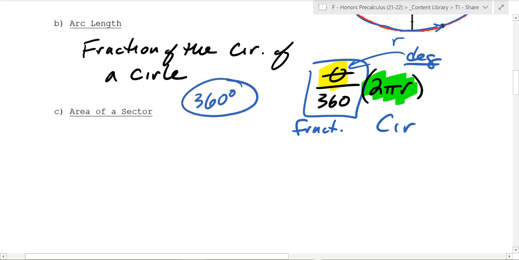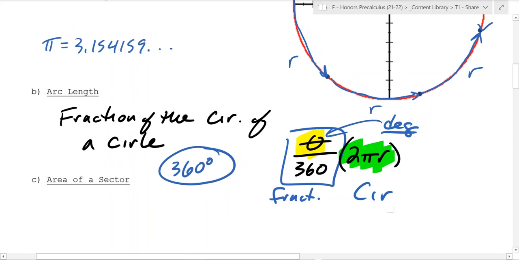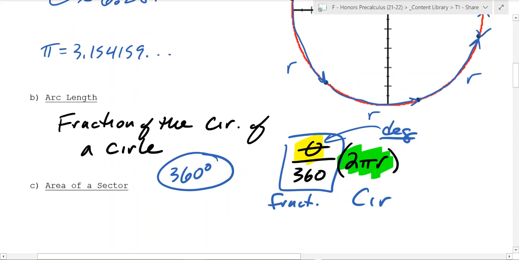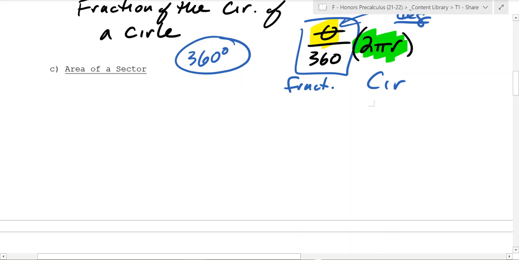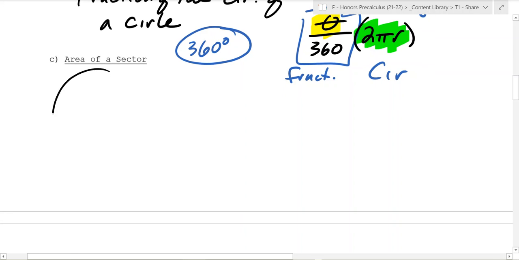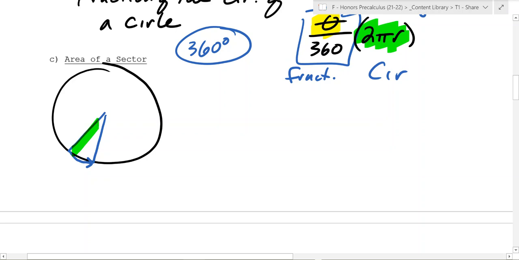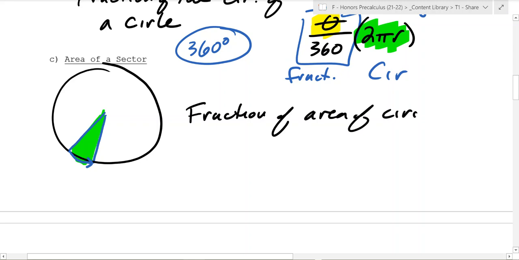Now the area of a sector. Arc length is around the edge of a circle. Like for example, that could be the arc length for a certain part of the circle. The area of a sector is the area of the pie wedge. What I mean by that is you might have the arc length being from here to here, for example. What is the area here of this pie wedge? That's what it means when it says the area of a sector. It's a fraction of the area of a circle.